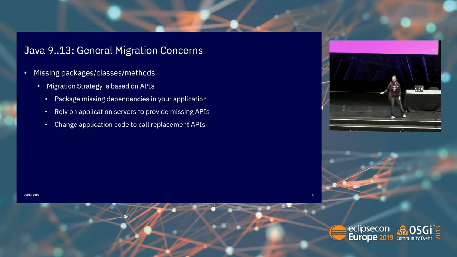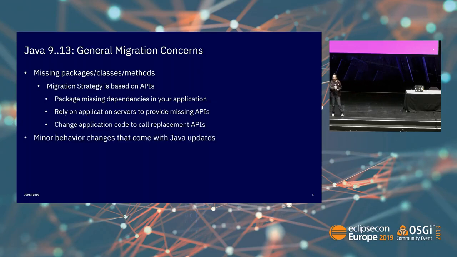General migration concerns throughout: you'll see there are missing packages, missing classes, missing methods, and certain strategies that come with that. If something has been deprecated forever, like some of these APIs that have been deprecated since 1.1 or 1.4, you should probably be replacing those. But if something is pretty strategic, you're still using it, and it's really important to your application, like the Java EE modules or Jakarta EE modules, you need to figure out what you're going to do about that, and I'll definitely touch on that in a bit.